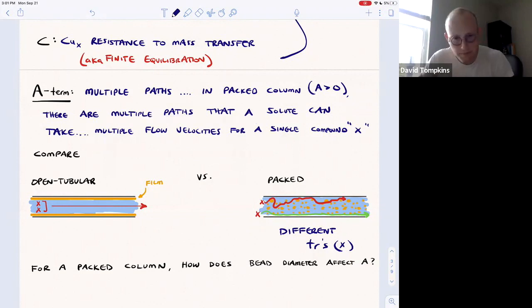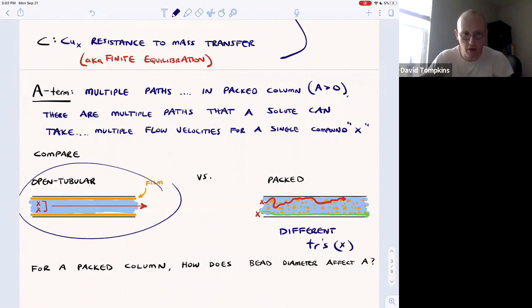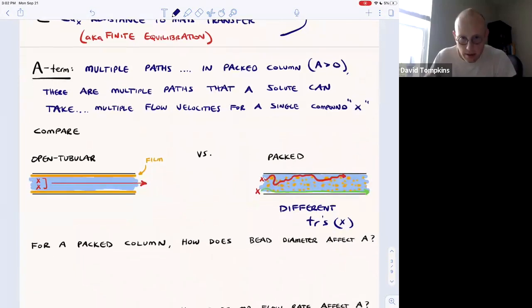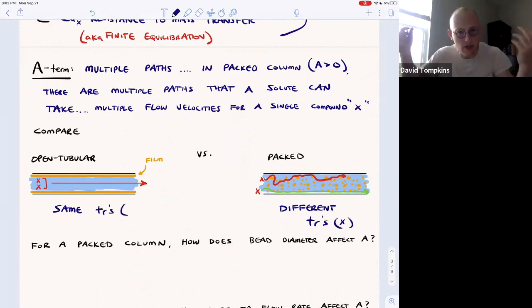eddy diffusion. In open tubular chromatography, when the solute is moving, when it's not stuck to the film of stationary phase, but when it's moving through the column in this direction, it just goes straight through, right? There are no beads to encounter like there are in a packed column. So here, now the X molecules have the same retention time, assuming that they stick to the stationary phase for the same average amount of time because they are the same molecule X.